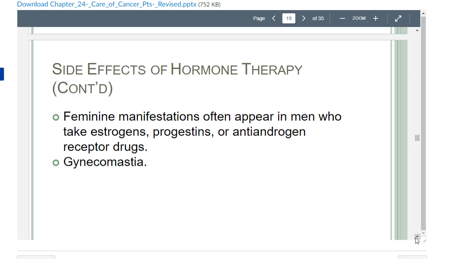And obviously, one of the big things we see with men is they develop gynecomastia. Women start developing hair, and vice versa. Men start developing manifestations that resemble a woman. Okay.